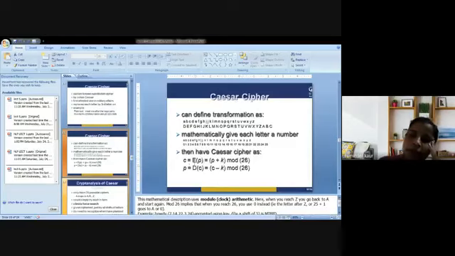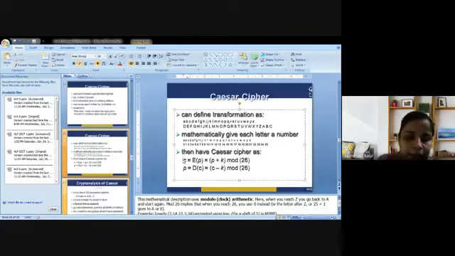So C is equal to encryption of the plain text, which is equal to (P plus K) mod 26, that is, plain text plus key into modulus of 26. That would be my ciphertext. In the same manner, if I am supposed to deal with the plain text, that is the decryption procedure, let me write it here. It is the encryption process.